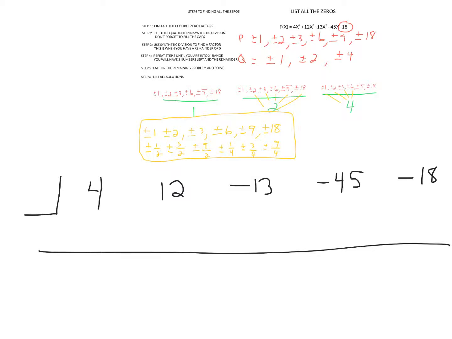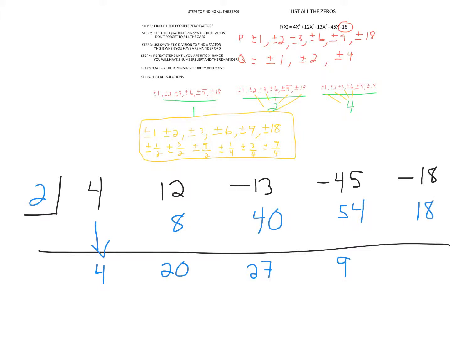First thing I'm going to pick, let's go positive 2. I don't know, I'm in a positive 2 kind of mood today. Let's bring down the 4. 4 times 2 is 8. That gives me 20. 20 times 2 is 40. That gives me 27. 27 times 2 is 54. That gives me a 9. 9 times 2 is 18. Yippee! We got a remainder of 0.